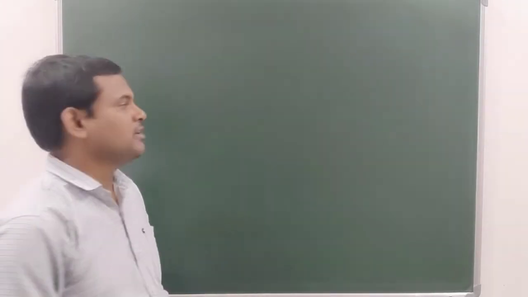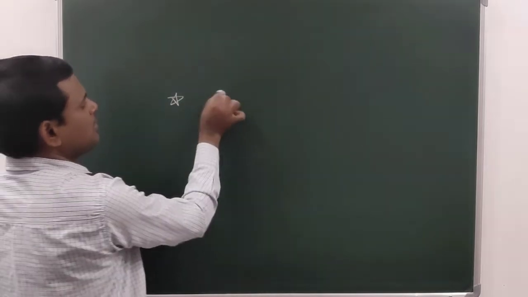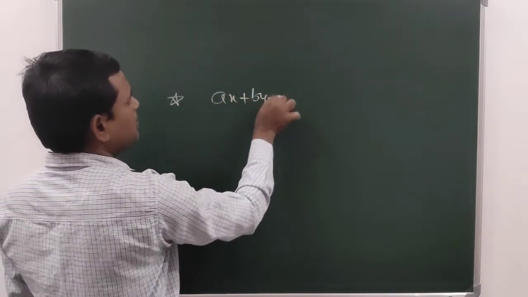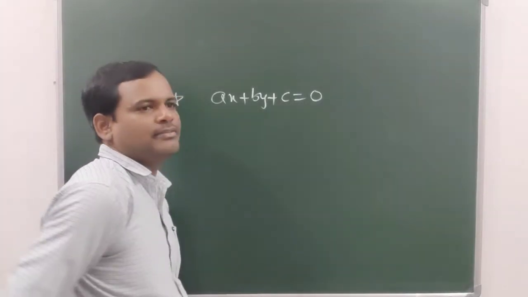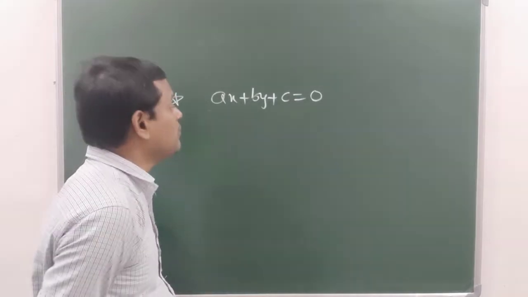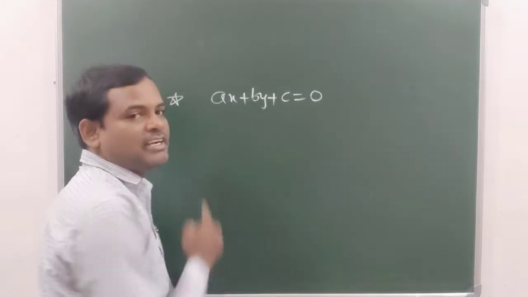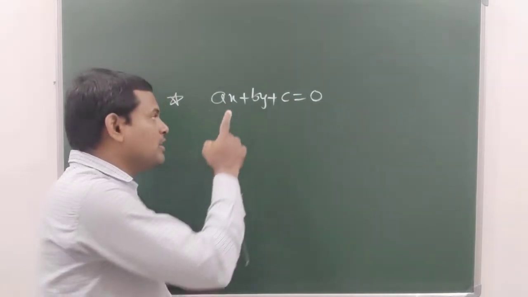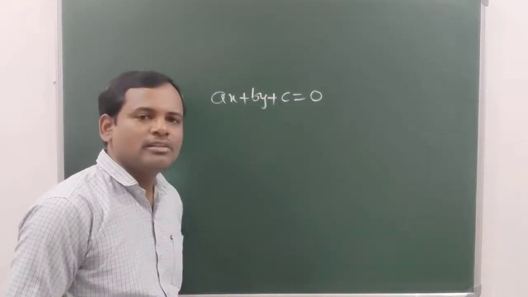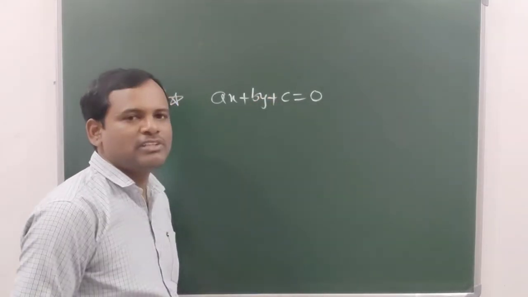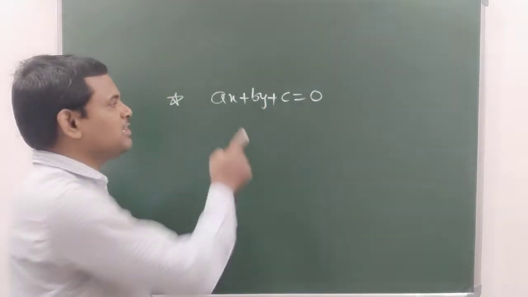Okay, right. Now let us consider an equation ax plus by plus c is equal to 0. Now find the slope of this straight line. How do we find the slope of this straight line? As I said, to find the slope of this straight line, if we know any 2 points on it, then we can find the slope. Now I am going to identify 2 points on this straight line.